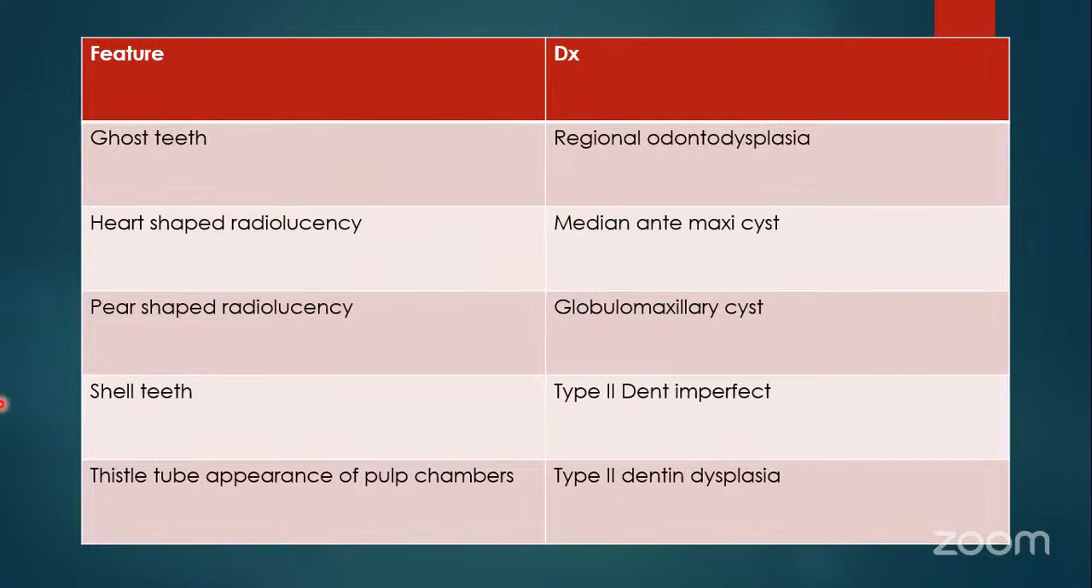Okay. See, whenever the feature of ghost teeth is mentioned, think about the diagnosis of regional odontodysplasia. Heart-shaped radiolucency: median anterior maxillary cyst. Pear-shaped radiolucency: globular maxillary cyst. Shell teeth are present in type 2 dentinogenesis imperfecta, and thistle tube appearance of pulp chambers is seen in type 2 dentin dysplasia. So these are the features present in these diseases. Remember this table, so it will be easy for MCQs.